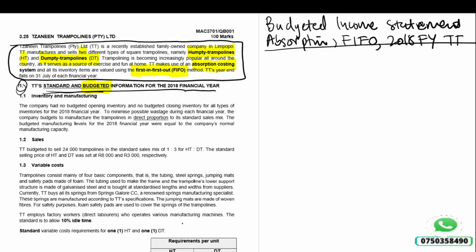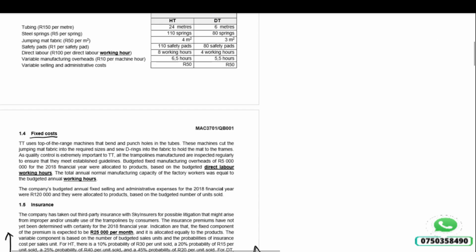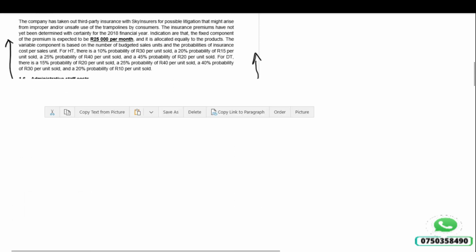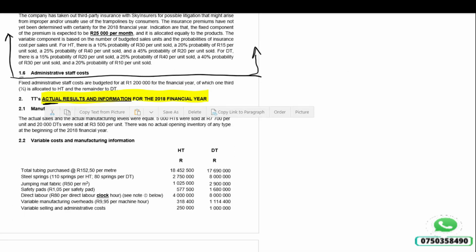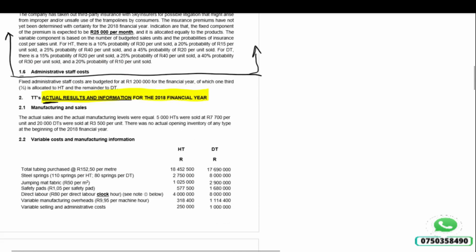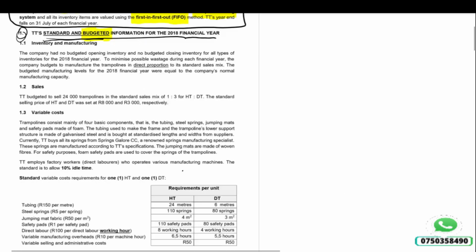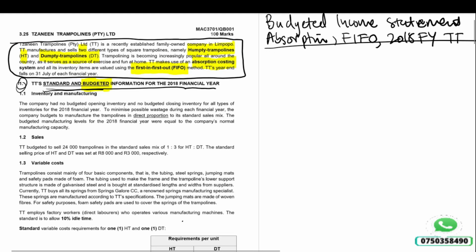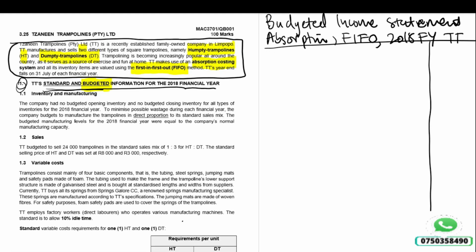If you look at the required, they said we must have 2 separate columns, for HT and DT, since the company is producing 2 products, which is HT and DT. So you're going to have our 2 columns here.